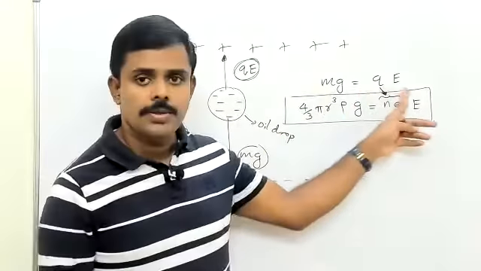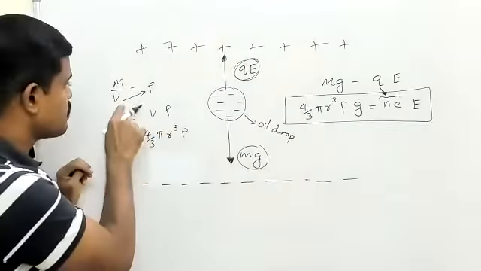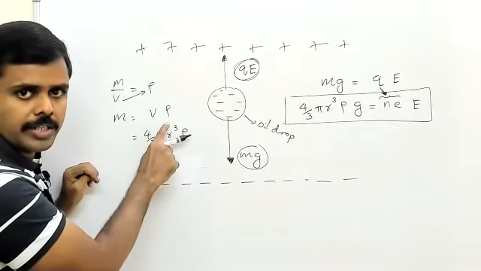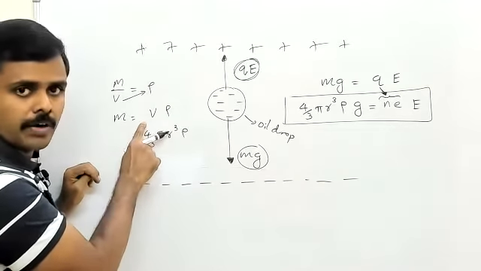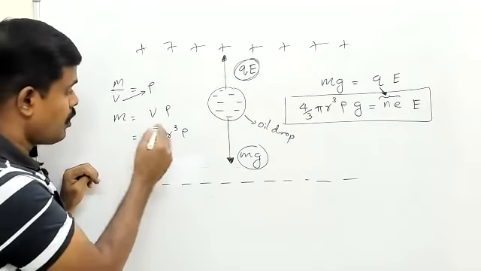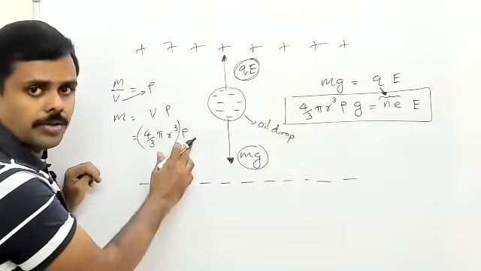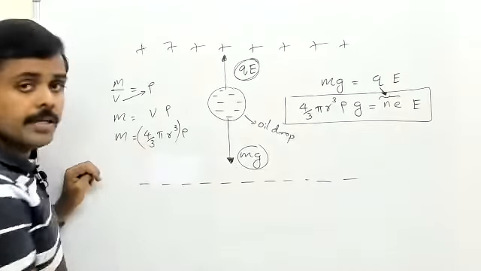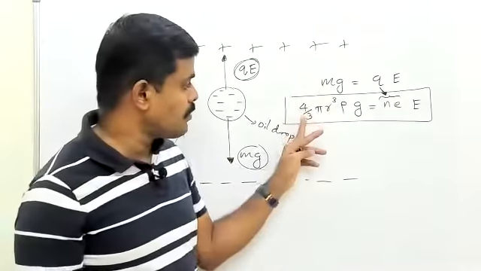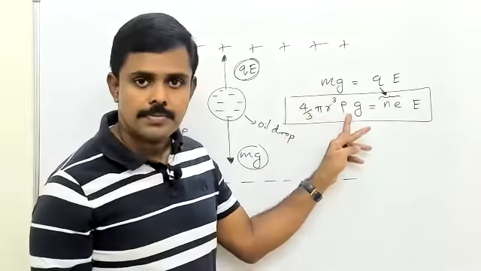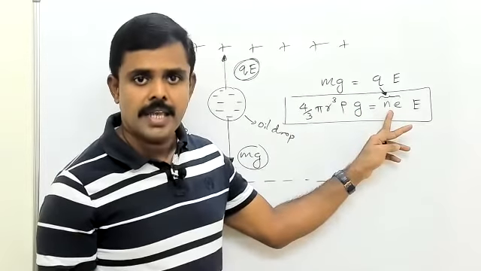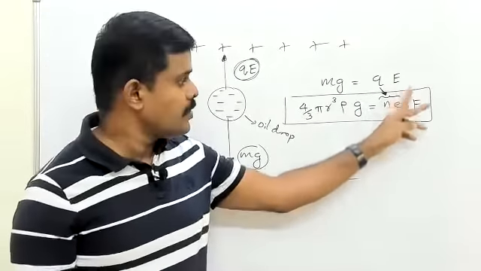So mg is equal to QE. What is m? Mass by volume is density. Cross multiply. Mass is equal to volume into density. Volume of a sphere, no? Every droplet is spherical in shape. So the volume is 4 by 3 pi r cube into rho. So whenever you see m, you can replace that with 4 by 3 pi r cube rho. So m is replaced with 4 by 3 pi r cube rho into g is equal to Q, which is what? Ne. Charge is quantized, Ne.